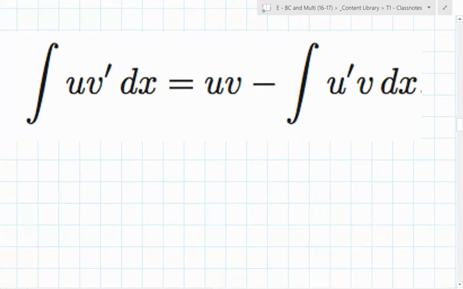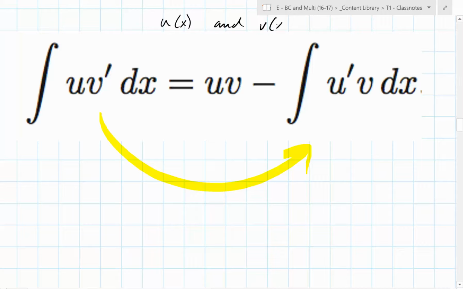The whole key is going to be coming up with pieces u and v. You're going to have to pick u and v so that you can follow this path. So that's the integral of uv prime dx is equal to uv minus the integral of u prime v dx, where u and v are both in terms of x. So it's u of x and v of x. And again, I apologize for it being u and v together.